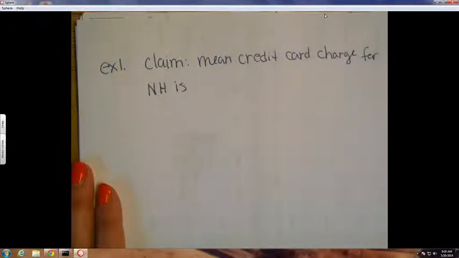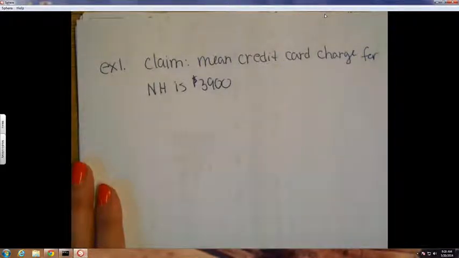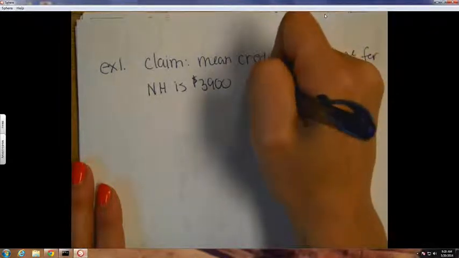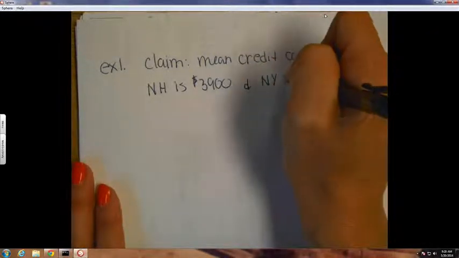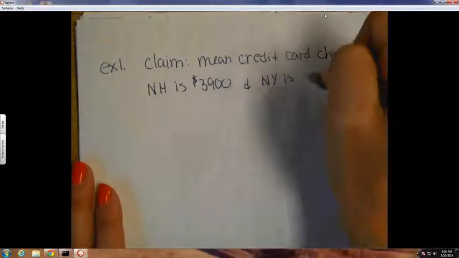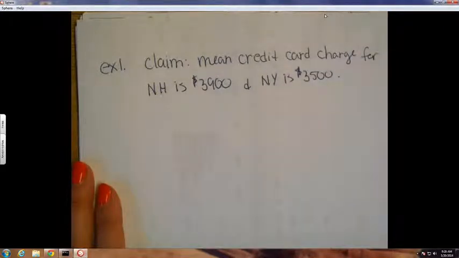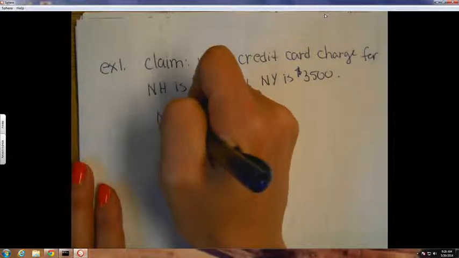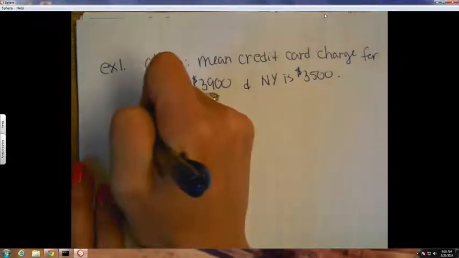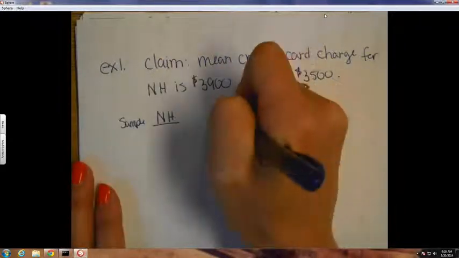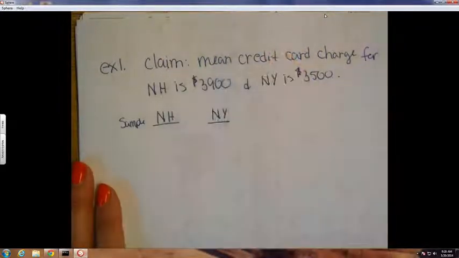New Hampshire is $3,900. This must be per month, I'm assuming. And New York is $3,500. Let's see, the survey included a sample of 50 from each state. I'm going to make this in table form. So New Hampshire, this is our sample data here. New York, 50 from each state.